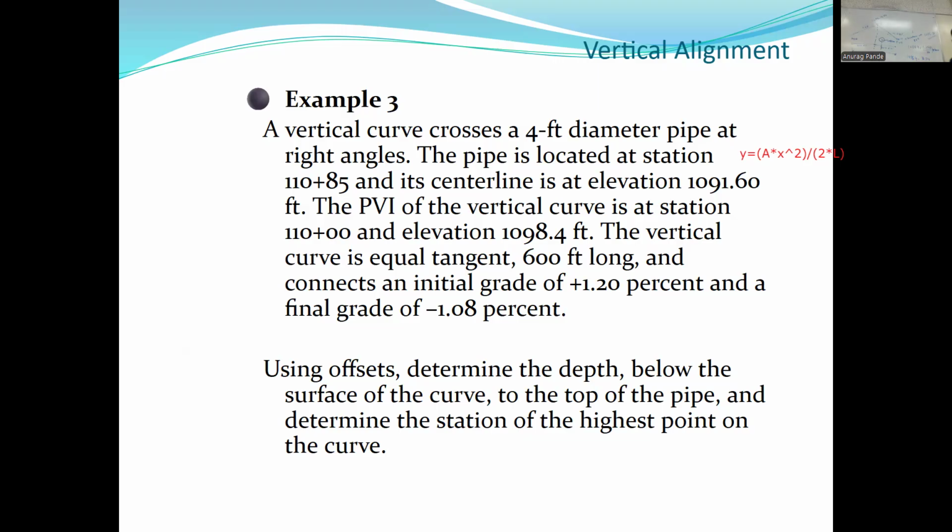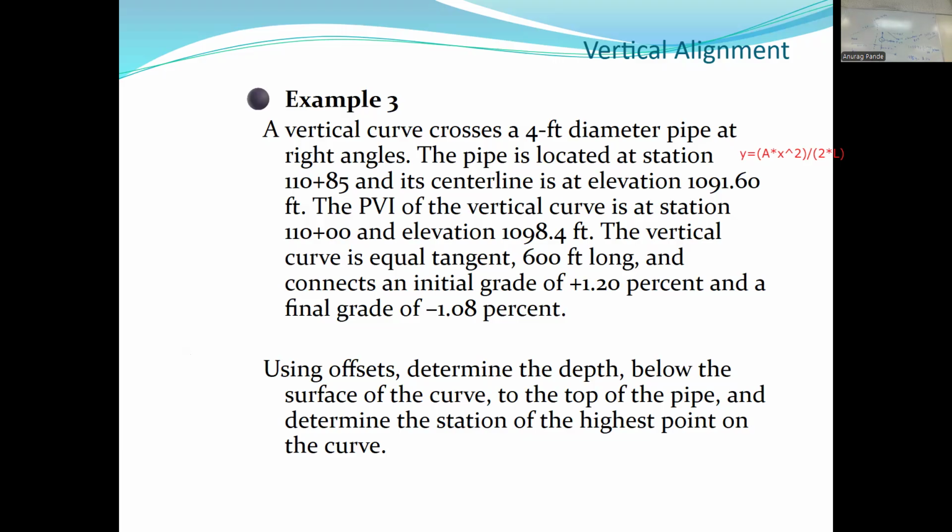Okay, so now the question is, using offset, determine the depth below the surface of the curve. If I had read the full problem, I probably would have known that the pipe is below the surface of the curve. It says using offset, determine the depth below the surface of the curve. So basically what they're looking for is how far below the surface of the curve is the top of the pipe. This is the distance they're looking at.